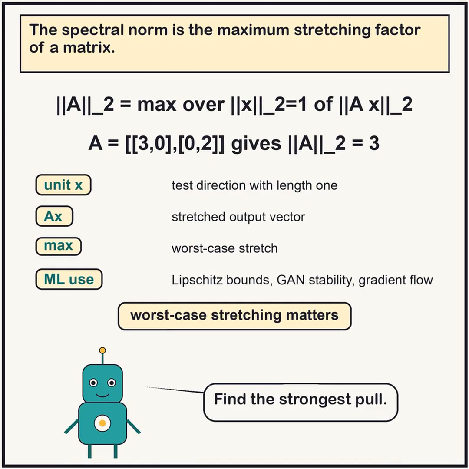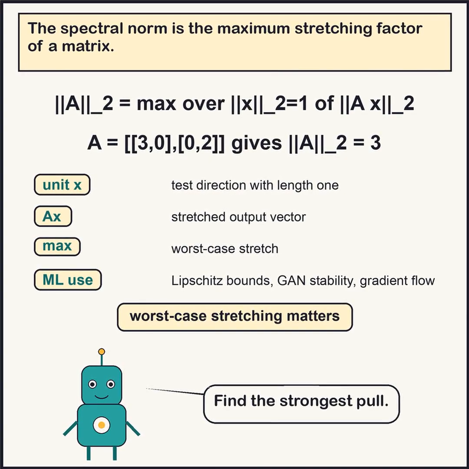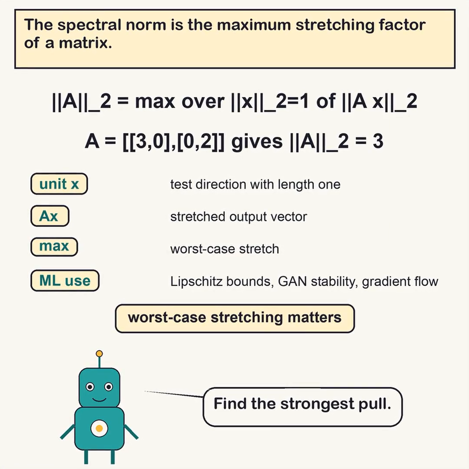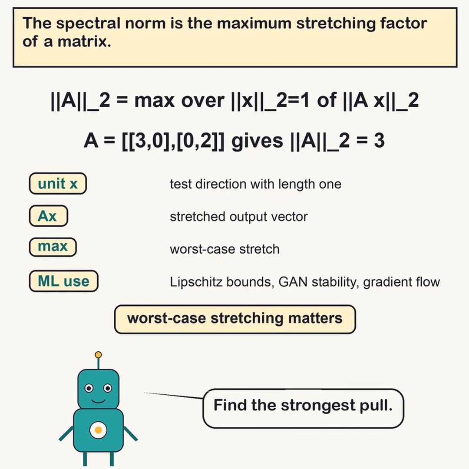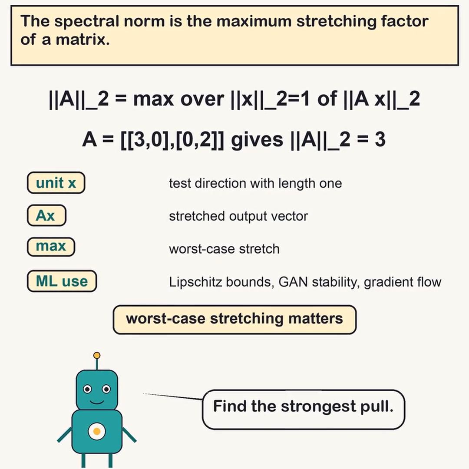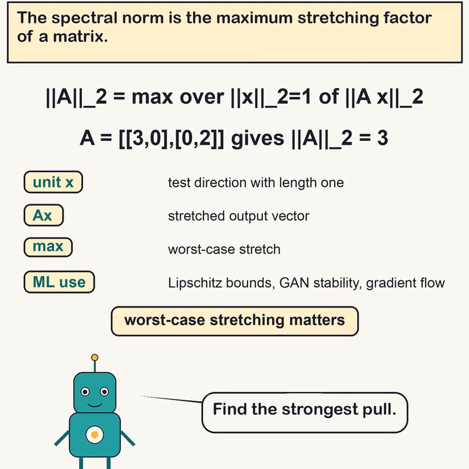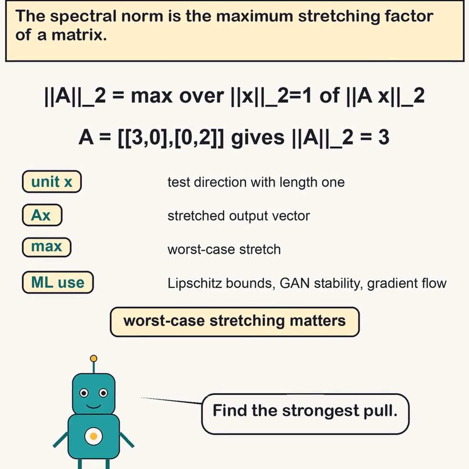The spectral norm asks for the maximum stretch over all unit input directions. Large spectral norms can amplify gradients and make models sensitive to adversarial perturbations. Real-world analogy: spectral norm is the strongest setting on a pasta roller. It tells the largest stretch any dough direction can suffer.